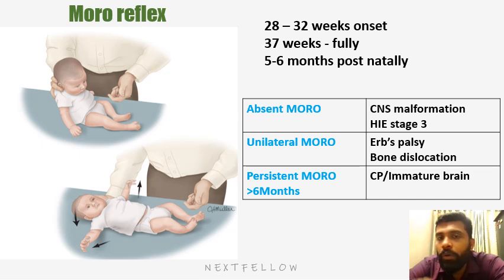An absent Moro signifies CNS malformation or HIE stage 3. Unilateral Moro signifies either Erb's palsy, that is brachial plexus injury, or some clavicle fracture or bone dislocation. Persistence of Moro reflex even after 6 months of age means either a cerebral palsy-like condition or immaturity of the brain.